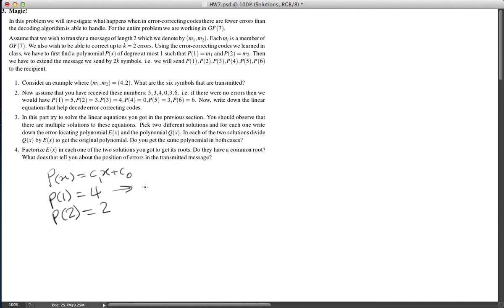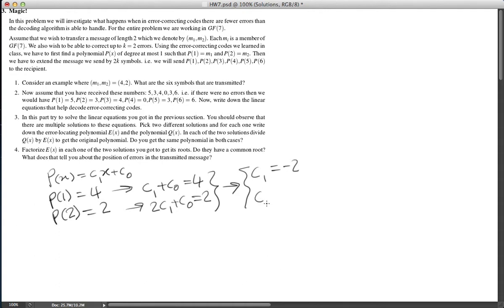And this is saying that c1 plus c0 should be 4. And this is saying that 2c1 plus c0 should be 2. Okay, let's go ahead and solve these linear equations. If we subtract the first equation from the second equation, we get c1 is equal to minus 2.